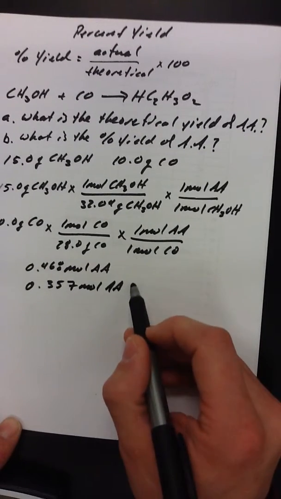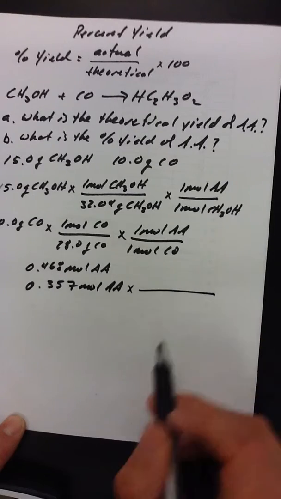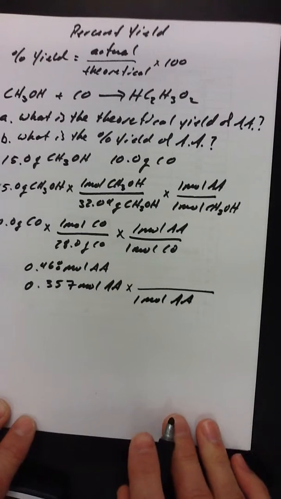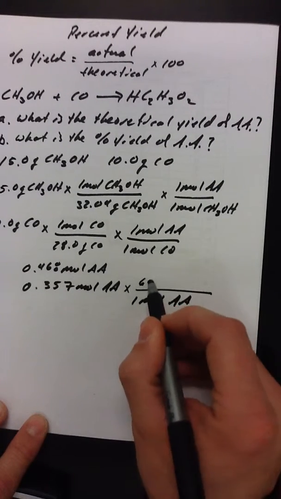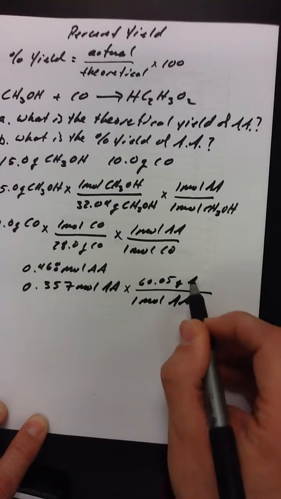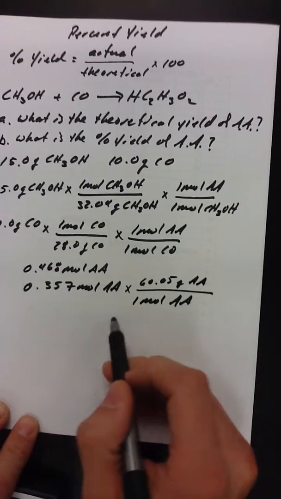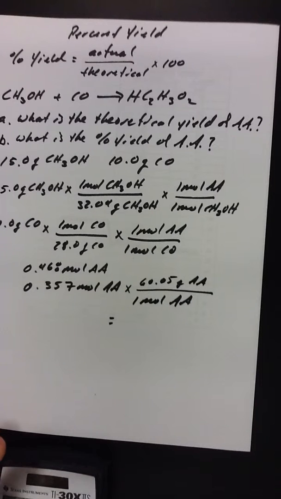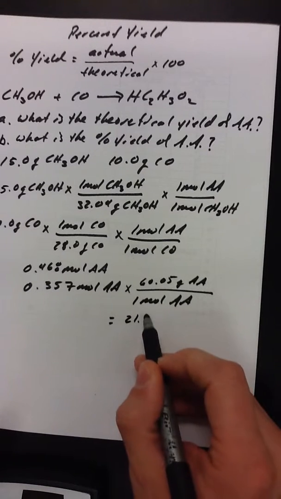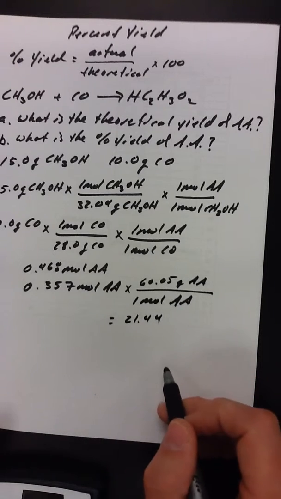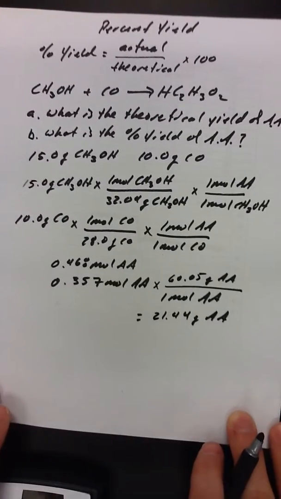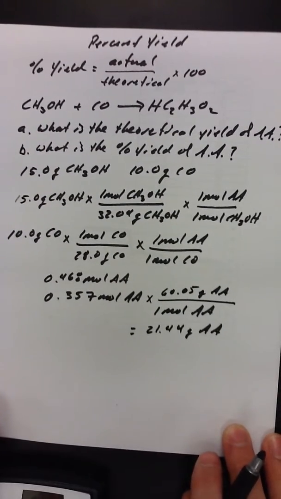So let's convert moles into grams of acetic acid. For that, we'll need the molar mass. For every 1 mole of acetic acid, it weighs 60.05 grams. We actually do this math real quick. 0.357 times 60.05, and we get 21.44, approximately 21.44 grams of acetic acid. So that takes care of part A. The question is, what is the theoretical yield of acetic acid?